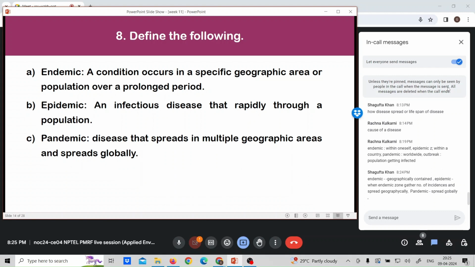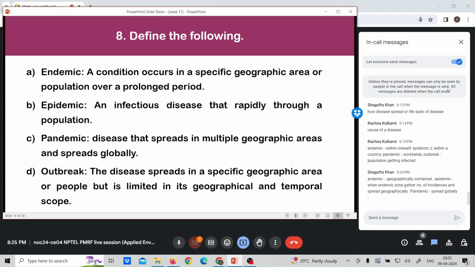I think with pandemic, all of us are pretty sure what a pandemic is. We have been through COVID-19. We have witnessed how a pandemic can change people's life as well as the global scenario. So multiple geographic areas and globally is a pandemic.